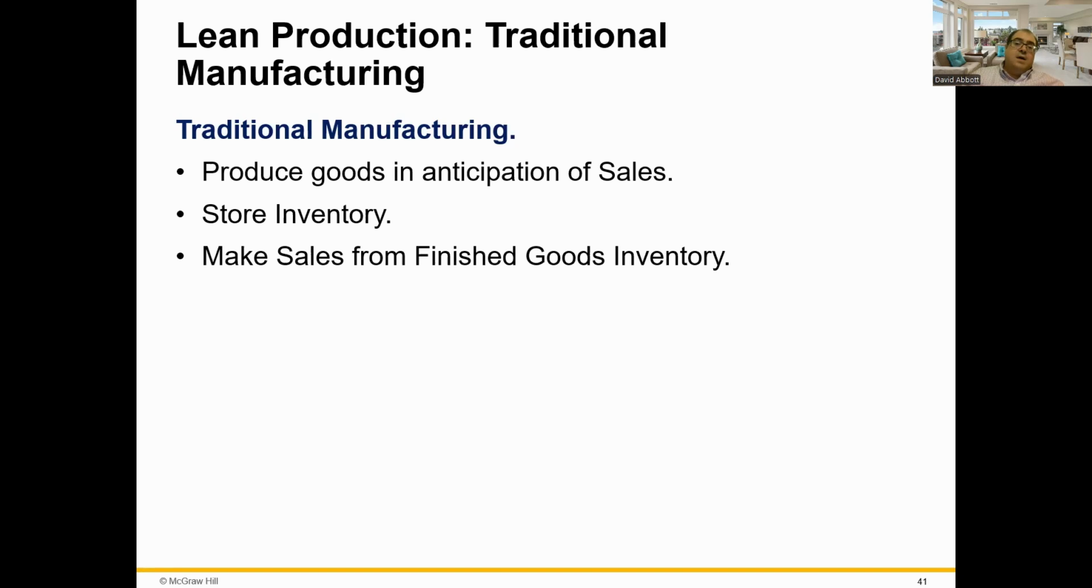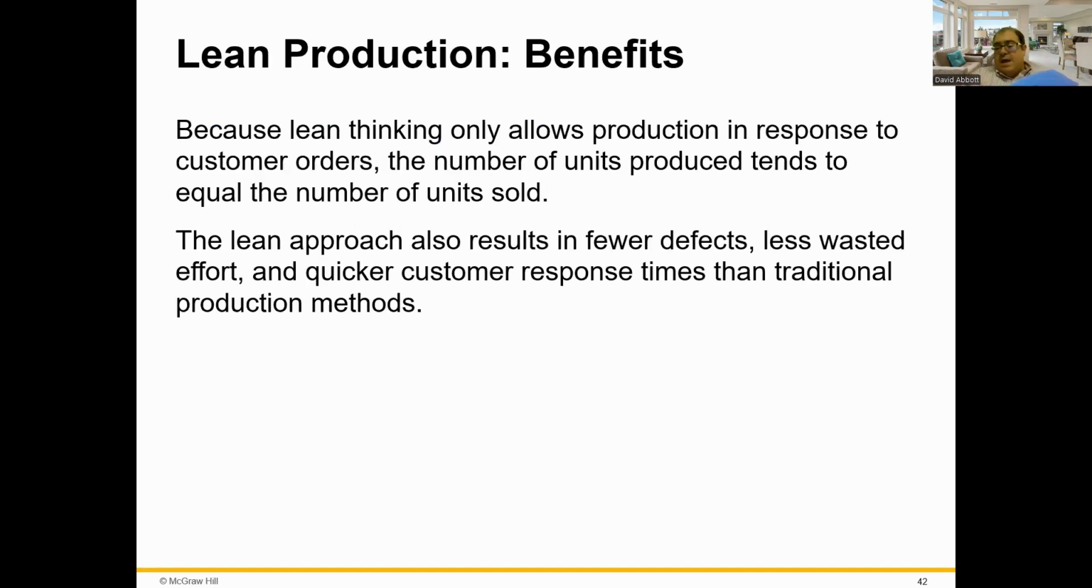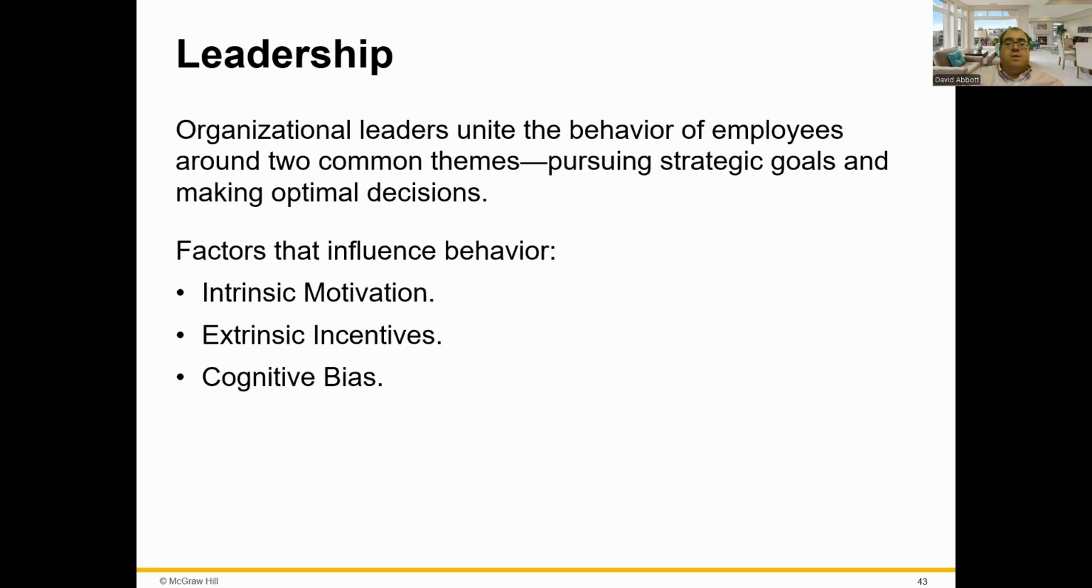So there's that. All right. Now, leadership is another area that you are going to be responsible for. To be an effective leader, you're going to need to understand how intrinsic motivation, extrinsic incentives, and cognitive bias influence the behavior of your fellow workers. Again, looking at what is going to motivate your workers, what's going to empower them, what is going to make them feel employee empowerment. That is important, and that's something you're going to have to work on as well.